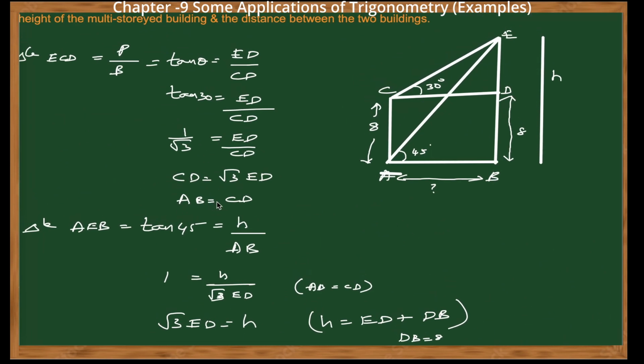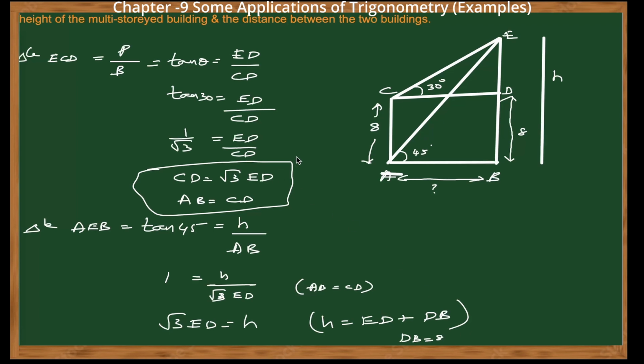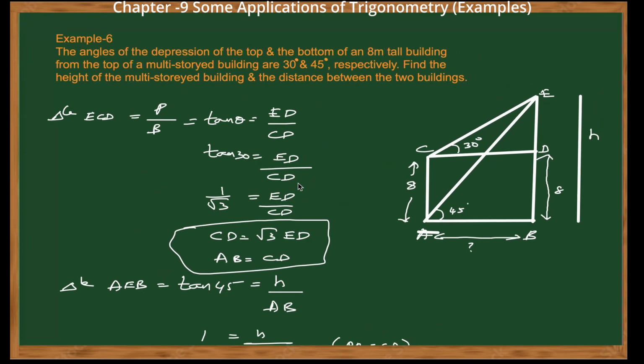AB is nothing but equal to CD here, right? So we form this distance. This is the value, so you can highlight it here. So we form the distance between the two buildings and also the multi-storied building height we found. It's a little bit long here, but if we start reading this question and practice what we have gone through step by step, that will be helpful.